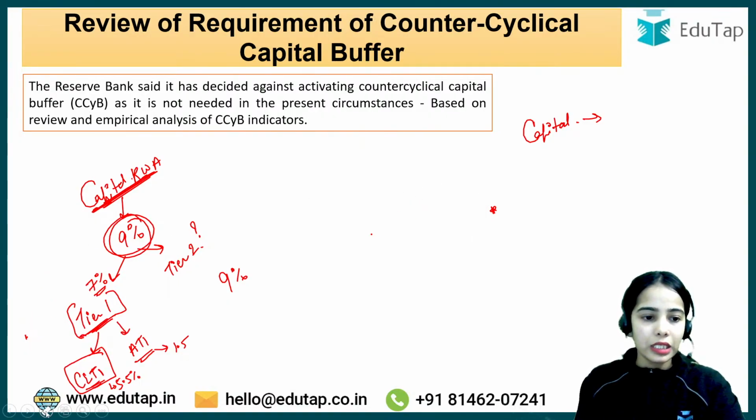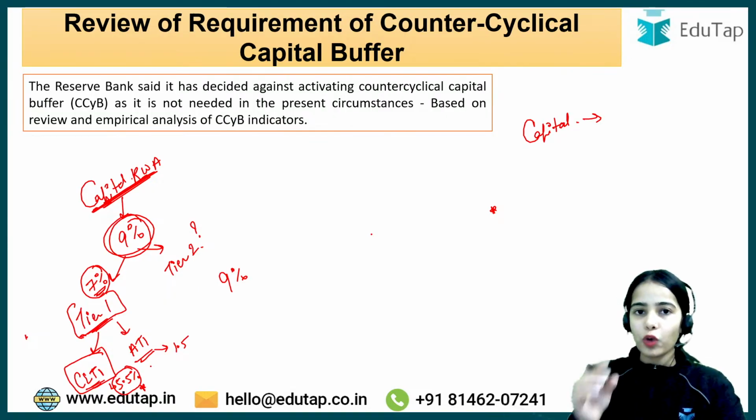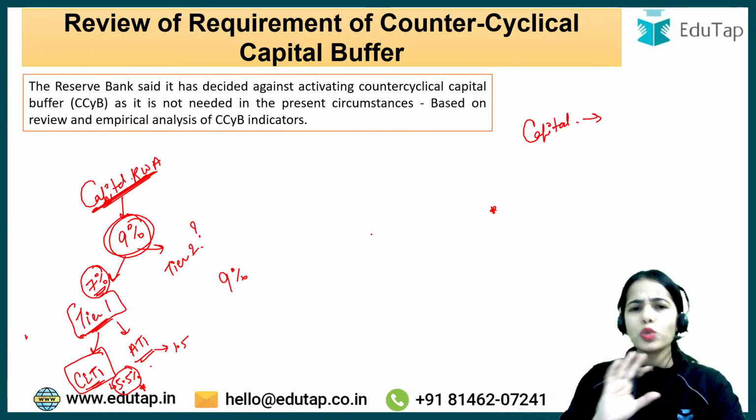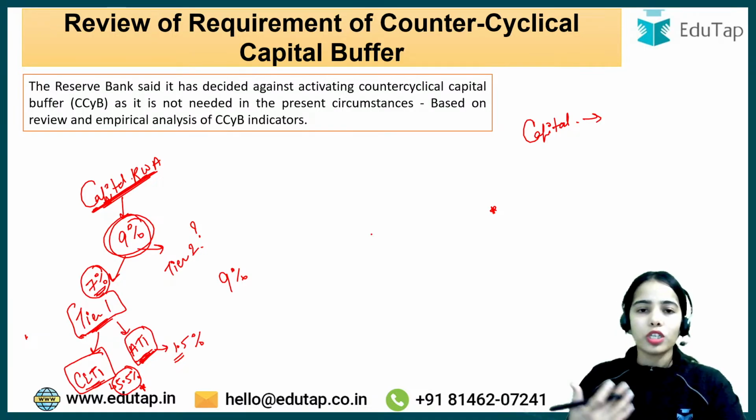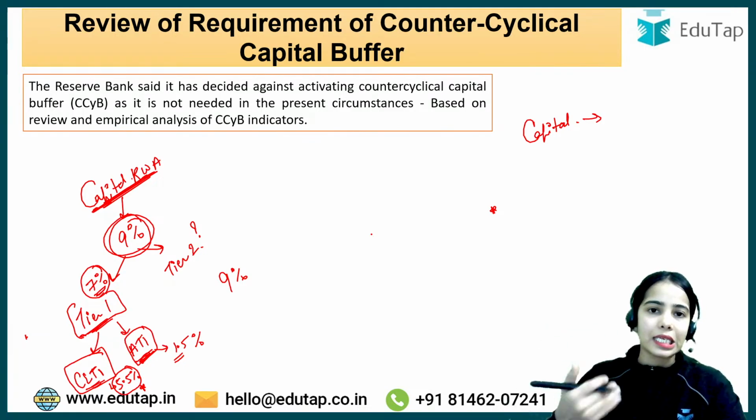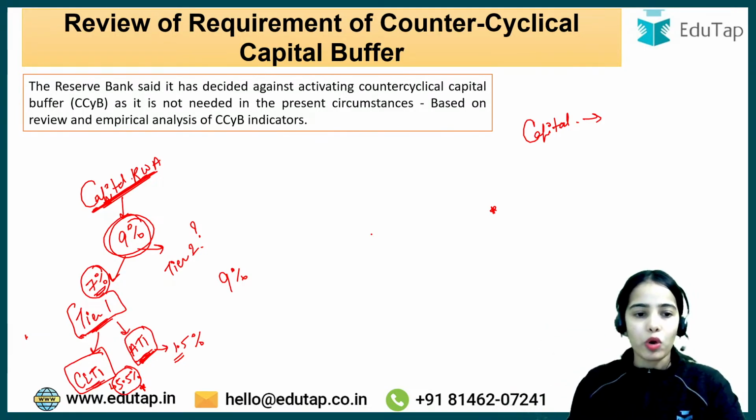So I hope this is clear that the bank has to maintain the minimum tier 1 capital of 7%, out of which 5.5% should be in the form of common equity tier 1 capital. That is the most liquid kind of capital. The rest 1.5% can be in the form of perpetual bonds, the bonds through which the bank is raising funds. That is the AT1 bonds or perpetual bonds. Okay, the rest can be tier 2 capital, that is 2%.